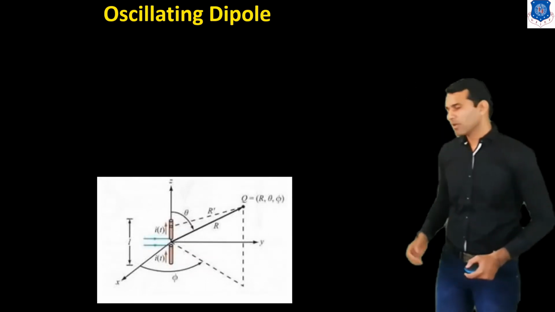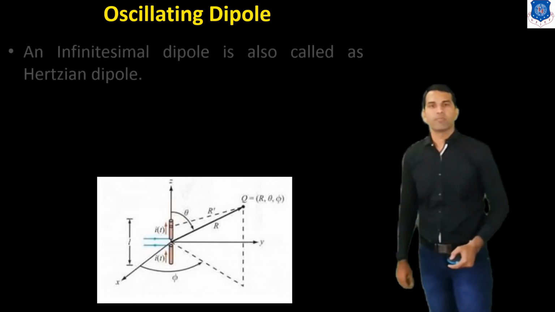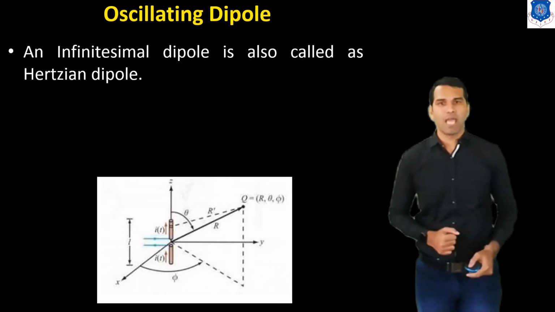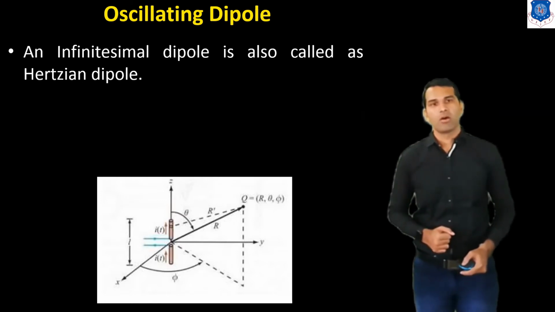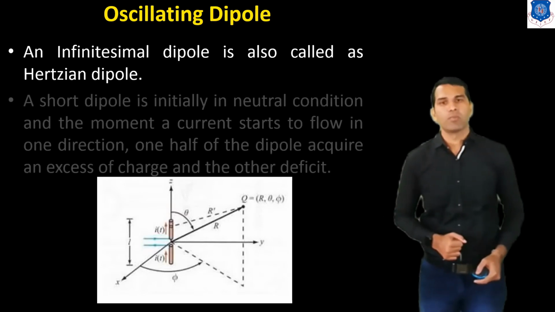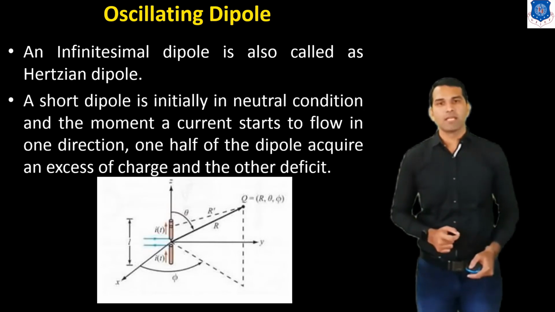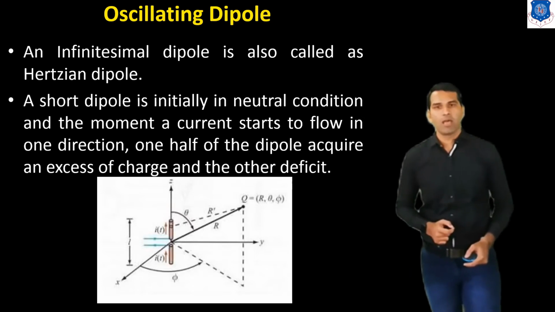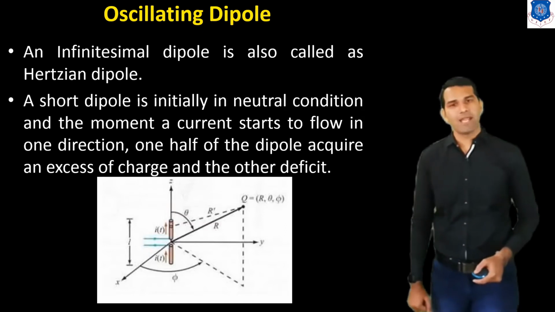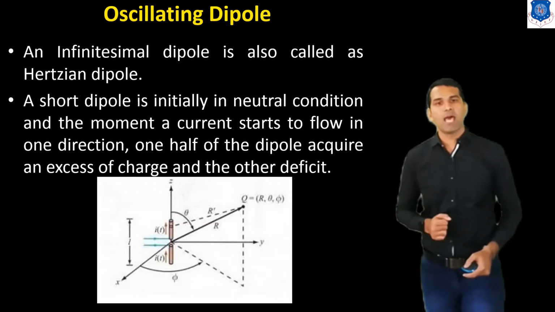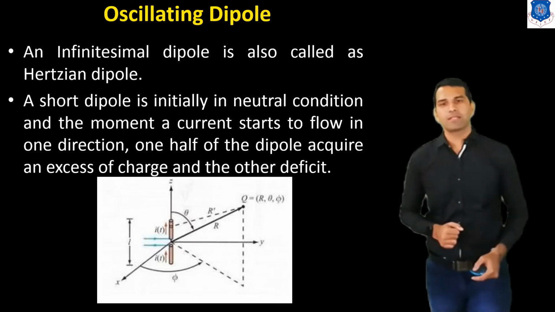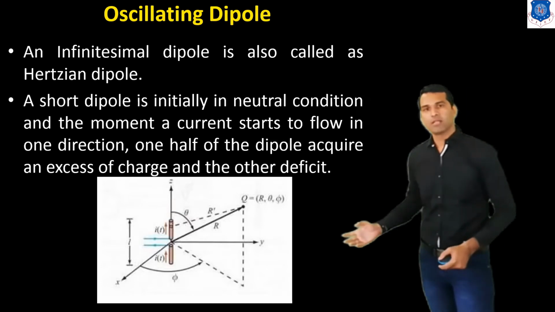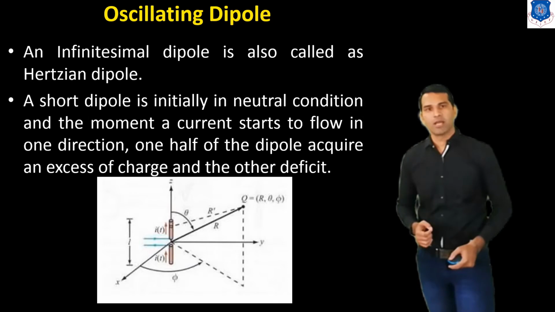We consider the oscillating dipole. An infinitesimal dipole is also called a Hertzian dipole, or the Hertzian dipole antenna. A short dipole is initially in a neutral condition, and the moment a current starts to flow in one direction, one half of the dipole acquires an excess of charge and the other is deficient. We know that this is the characteristic of the dipole antenna.